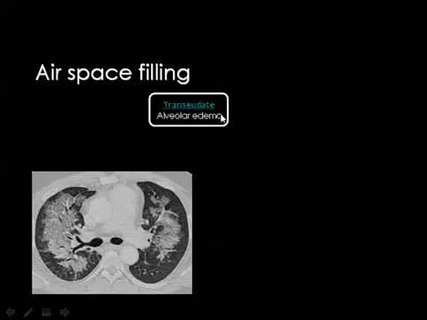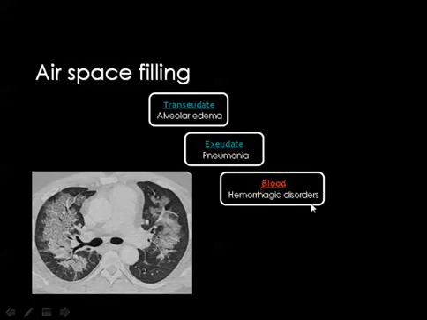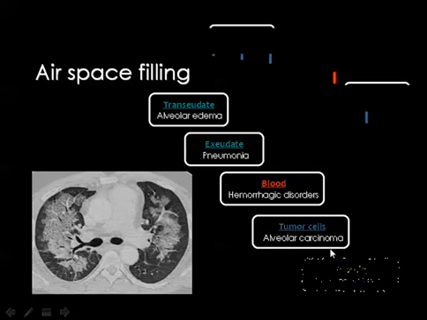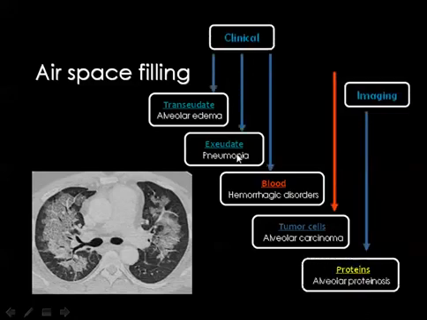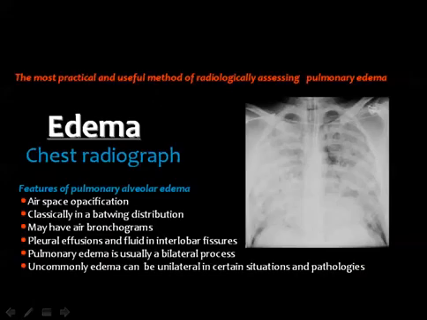If this material is fluid, you got pulmonary edema. If it is exudate, you got pneumonia. If it is blood, then you get hemorrhagic pulmonary disorders. If it is tumor cells, you got alveolar cell carcinoma. If it is proteins, you got alveolar proteinosis. The first three issues are diagnosed through the clinical picture of the patient. The last one has a specific imaging criteria. And alveolar carcinoma is one of the most difficult lesions that can be diagnosed radiologically, as I will mention.